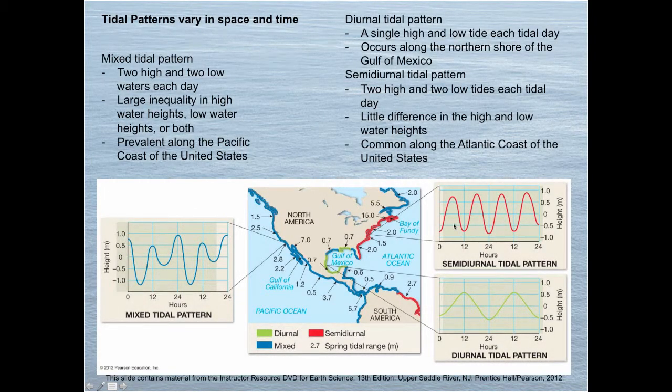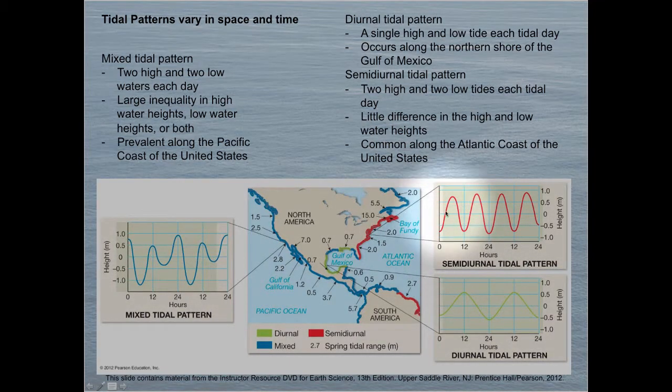A semi-diurnal tidal pattern, on the other hand, has, in the space of one 24-hour period, 2 highs and 2 lows. The way they've drawn this graph makes it a little bit confusing because it looks like there's a third here, but what we really need to think about is that this is the first high, first low, second high, second low. And then we start the second day with first low, first high, second low, second high.